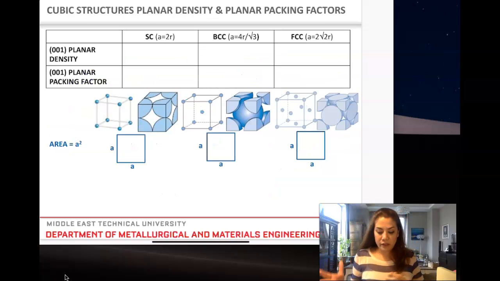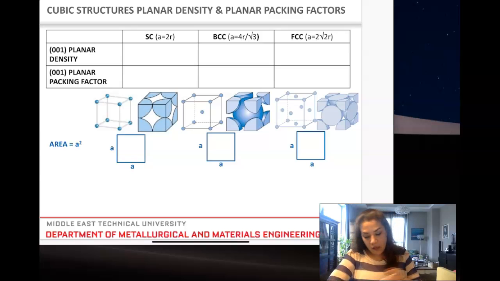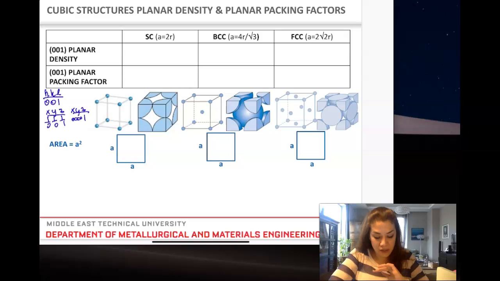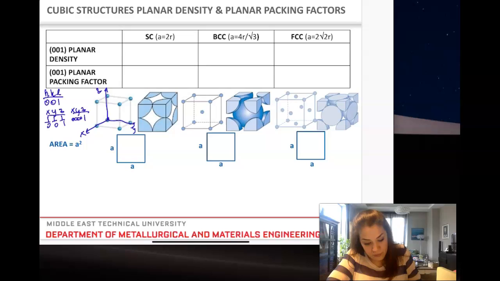Now let's see the planar density and planar packing factor for different planes in simple cube, body centered, and face centered cube comparatively. Let's start with the 001 plane. First of all, let's identify that plane. The 001 plane has the HKL indices as given, 001. Translating that into the intersections is 1 over 0, 1 over 0, 1 over 1. So it is infinity, infinity, 1. So it is the plane that's parallel to the XY plane and intersecting the Z axis right on the top here. This is my plane, right?